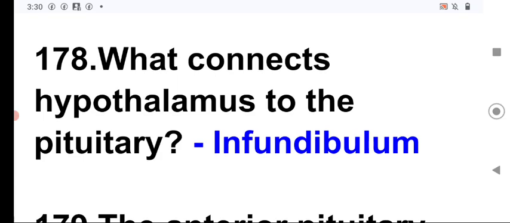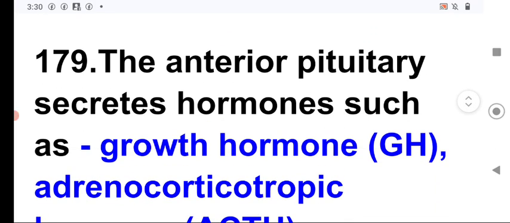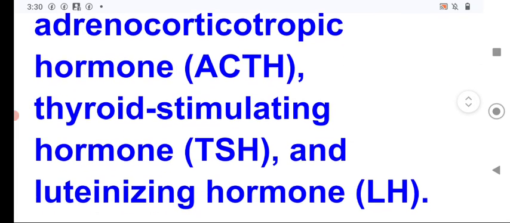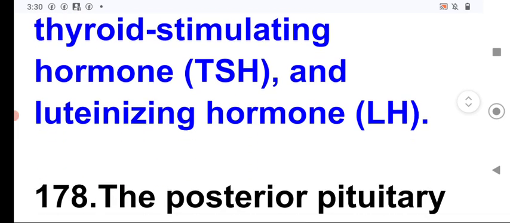What connects the hypothalamus to the pituitary? The pituitary gland is connected with the hypothalamus through an infundibular stalk or infundibulum. Next, the anterior pituitary secretes hormones: growth hormone, adrenocorticotropic hormone, thyroid stimulating hormone, and luteinizing hormone.